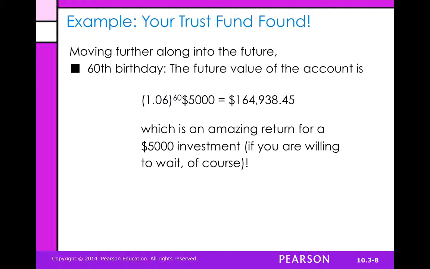What if you wait till you're 60? The future value is now, we'll just replace that 19 with a 60, and you get just over $160,000. So not bad, right? Your uncle invested $5,000 for you, and that $5,000, what happened? It increased by a factor of, what? I'm bad at math in my head, but you can multiply this by 30, and get something close to this. So by a factor of 30, a lot.